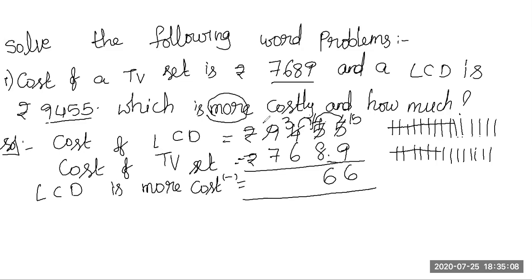So this will become 8 and it will become 13. Now draw here 13 lines: 1, 2, 3, up to 13. How many should I cut? 6. How many are left? 1, 2, 3, 4, 5, 6, 7. Now from 8 and 7, which is bigger one? 8. So we can do direct subtraction. 8 minus 7, how much? 1. So the answer is 1766. LCD is more cost by 1766. Now we'll go for the next question.